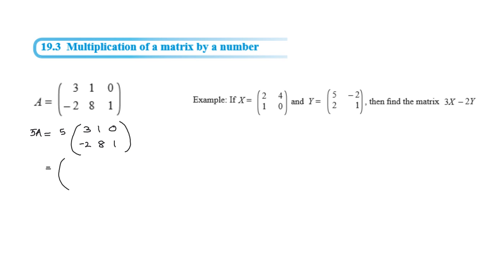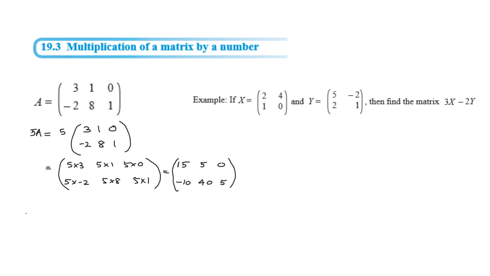What you have to do: 5 into 3, 5 into 1, 5 into 0, 5 into minus 2, 5 into 8, 5 into 1. That is equal, you have 5 here, 15, 5, 0, minus 10, 40, and 5.